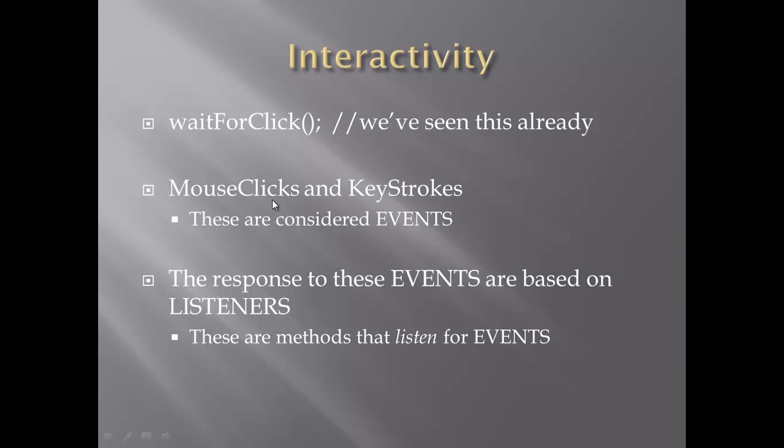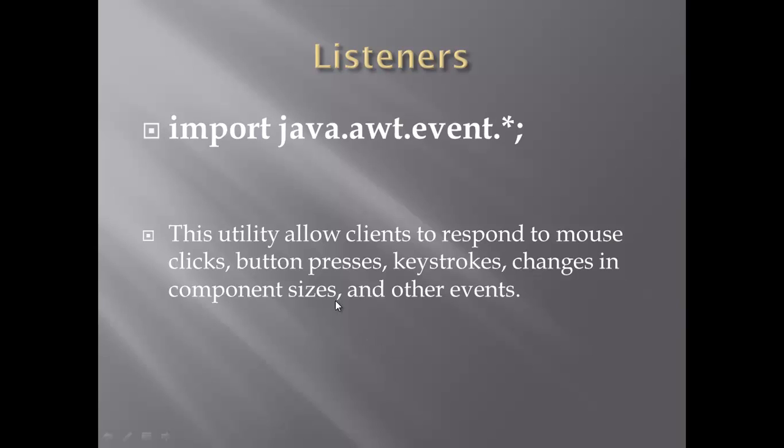We're going to expand the mouse click one, and then we're going to add keystrokes as well so that we can get input from the mouse and input from the keyboard. In the programming world, these are considered events. The way we respond to these events is based on things called listeners, which are other methods that listen or wait for an event to happen. Once that event takes place, they'll take some action based on that.